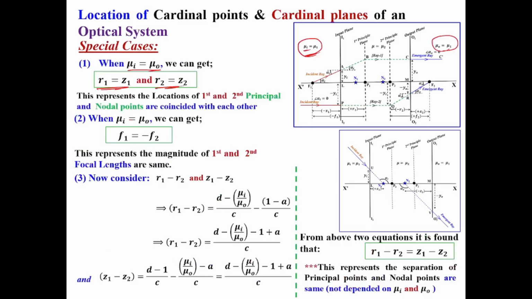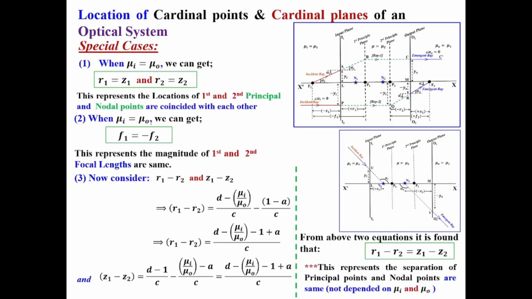That means this represents the location of the first and second principal and nodal points, which coincide with each other. If mu I equals mu o, the input side and output side refractive indices being the same, then the nodal points n1 and n2 will coincide with the principal points p1, p2.